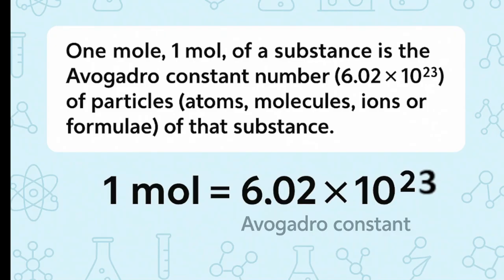Let's expand it. So, I can say it's to the power of 23. So, I'm going to move this decimal point 23 times to the right. So, that gives me 602. That's 2 jumps. Now, I need to make 21 more jumps. So that's basically 21 zeros.